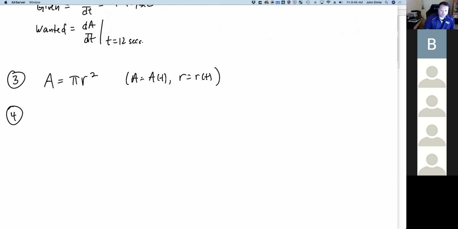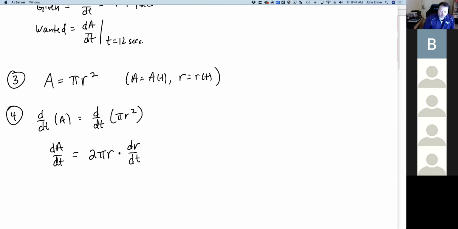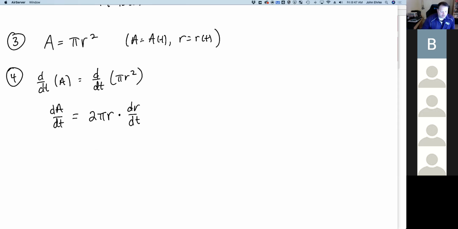So step 4, if I want to implicitly take the derivative of both sides, the derivative of A is dA/dt, and the derivative of pi r squared would be, well, 2 pi r, that's the power rule, but times the derivative of r with respect to t. So I've taken my derivatives.